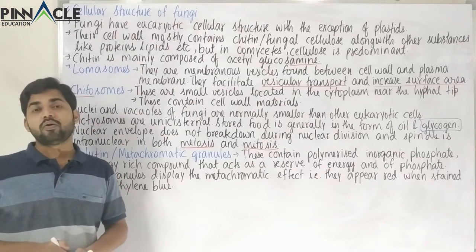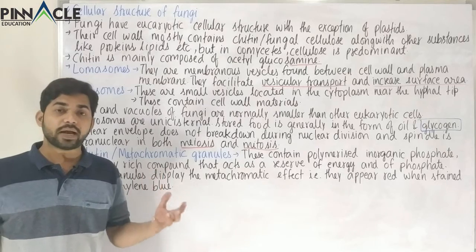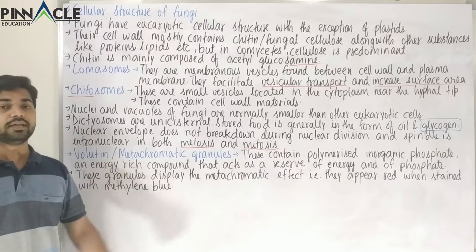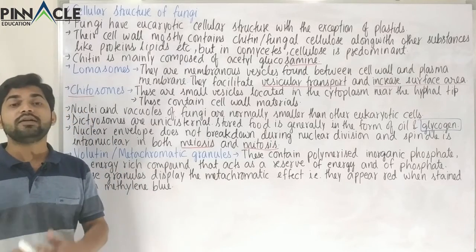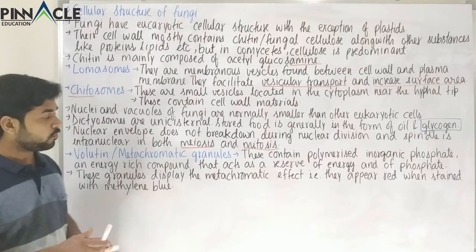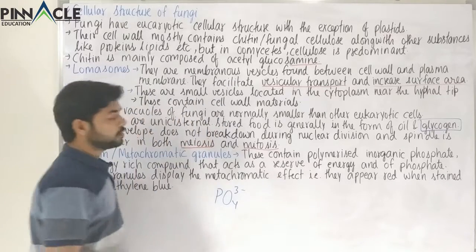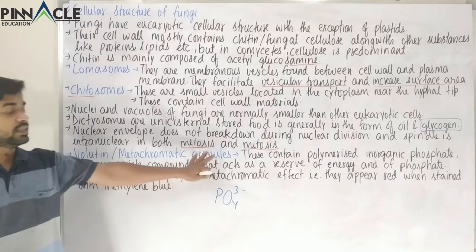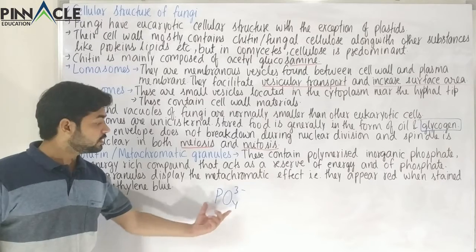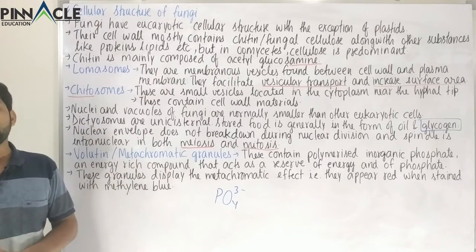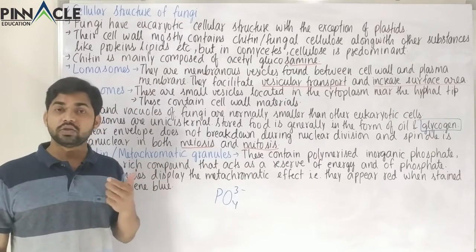Now there is something called volutine or metachromatic granules. These granules are also present in some bacteria, for example the bacteria that causes diphtheria, that is Corynebacterium. So what are these? These are basically storage structures which contain polymerized phosphate. We know what phosphate is. This is the formula for a phosphate ion. The volutine or metachromatic granules contain these phosphates in a polymerized form. So we can say that these are storage bodies of polymerized inorganic phosphate.